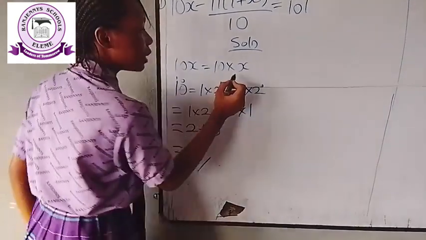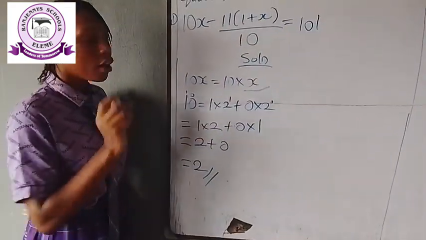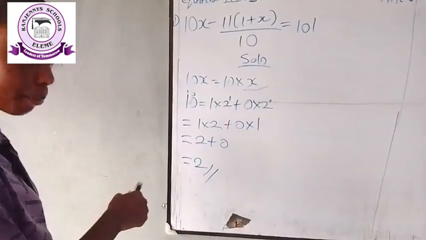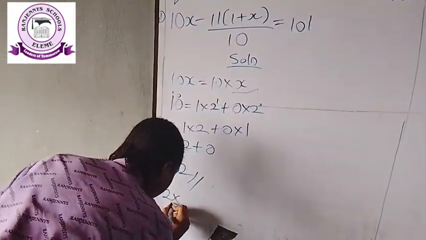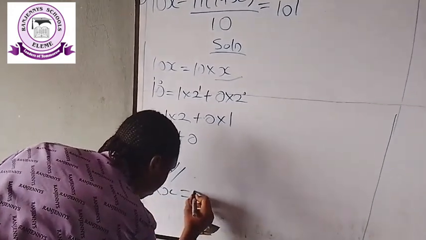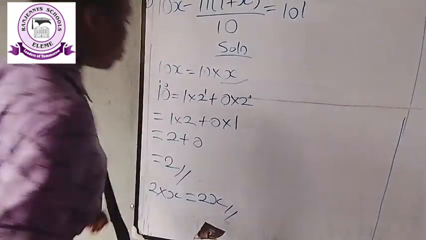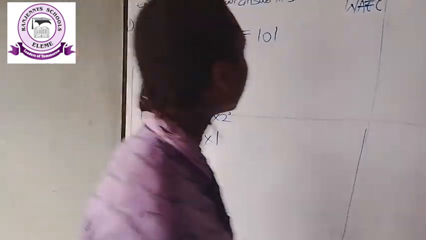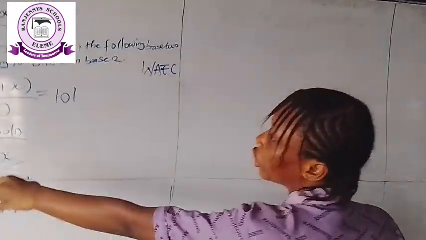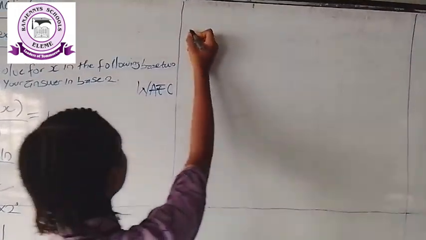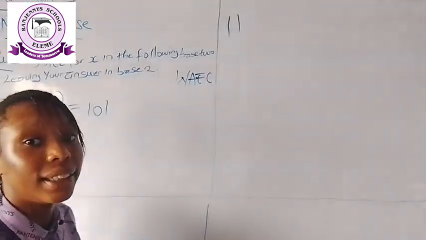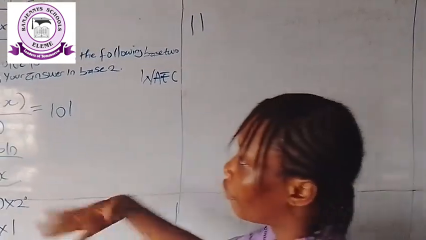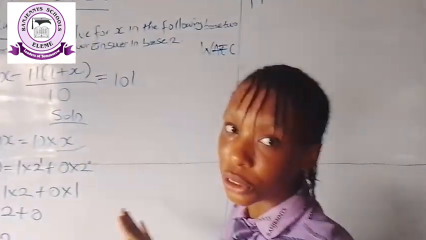So remember, we've separated this x from the figure when I was trying to convert. So I'm going to bring it back. So 2 times x is equal to 2x. So in denary, 10x is 2x. Let's move over to the next figure, which is 1. We're going to apply the same formula we applied here, but this does not have any variable attached to it, so we're just going to solve it the way we solve the others.